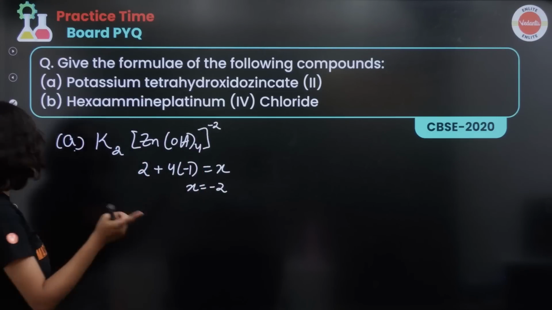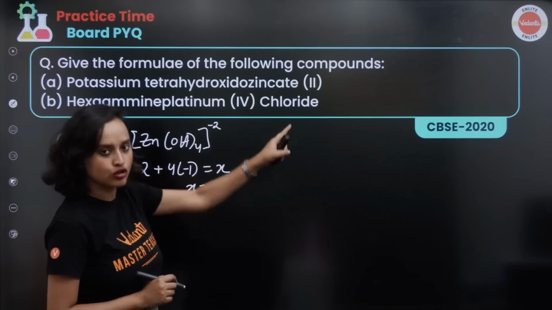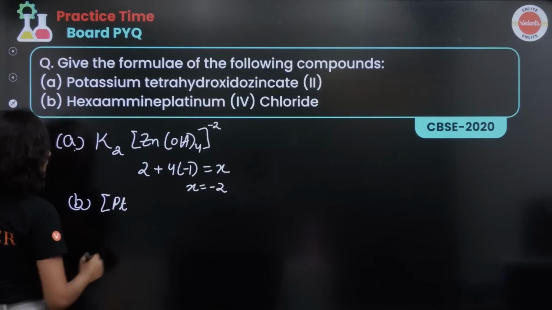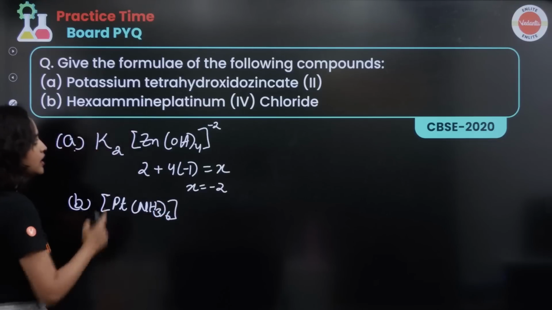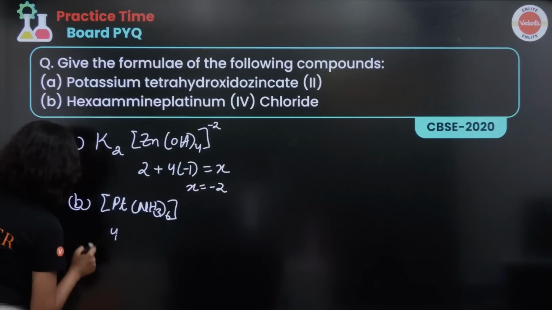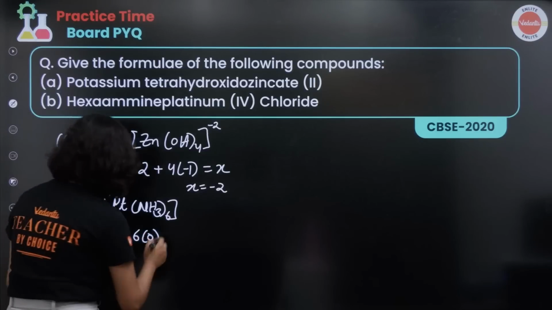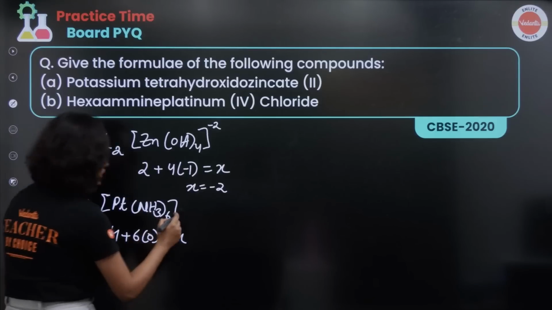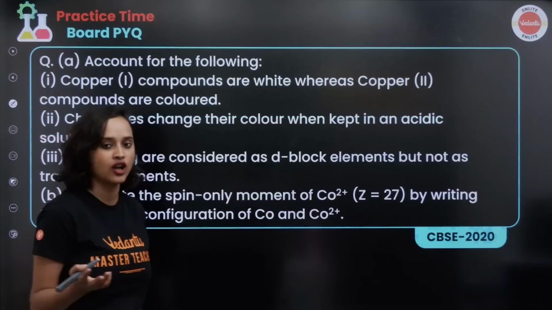Got it? Alright? Now, same way, let's solve option B. Hexaammine platinum 4 chlorate. Okay? So that means platinum Pt hexaammine, so NH3 6. Okay? Platinum is in plus 4 oxidation state, so that means it is 4 plus 6 into 0, okay, and this should be equal to X, right, so that means X is equal to 4, that means Cl4, we can write it like this, okay, this is your answer, I've already solved it.